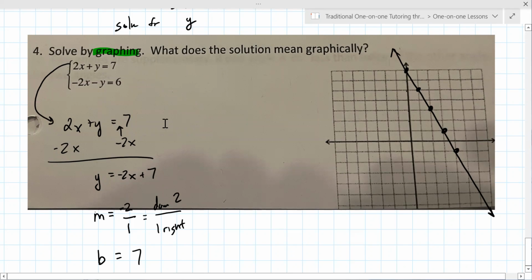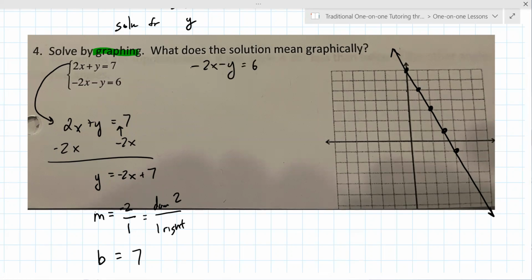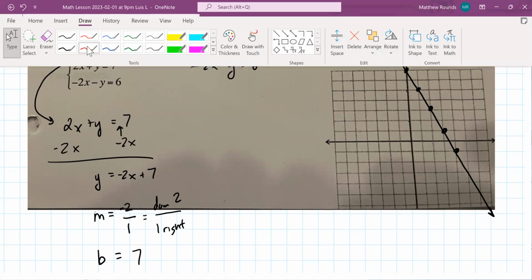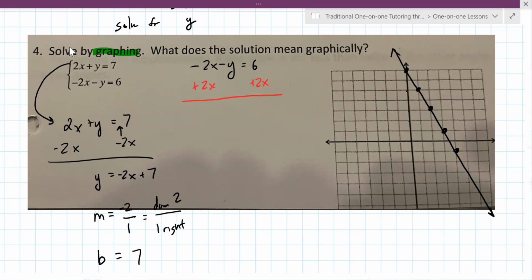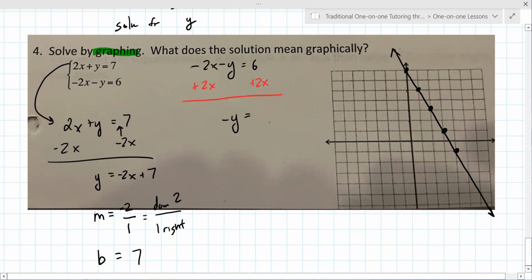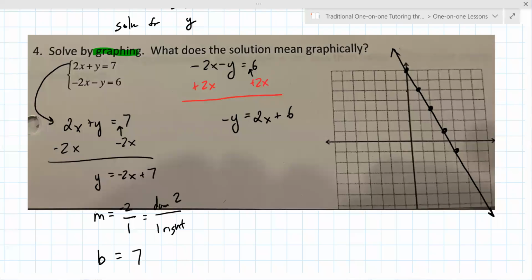Okay. Now, in terms of the second equation, I'm going to write the second equation here. We'll solve this together for y. So you're going to add 2x to both sides. Okay. So this is minus y equals, now that 2x goes up in front of the 6. So it's going to be 2x plus 6, like that.